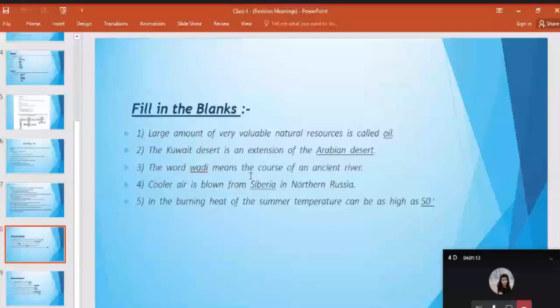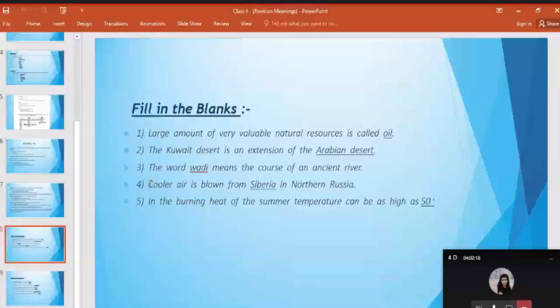Next one. Cooler air is blown from Siberia in North Russia. Now Siberia is in North Russia. So the cold air is blowing from Siberia. Now a special name is given to this wind. What is that name, you know? Shamal wind. It is called Shamal wind. Now in case of cooler air, you can also write Shamal air is blown from Siberia in North Russia. Where is Siberia, children? Siberia is in North Russia.